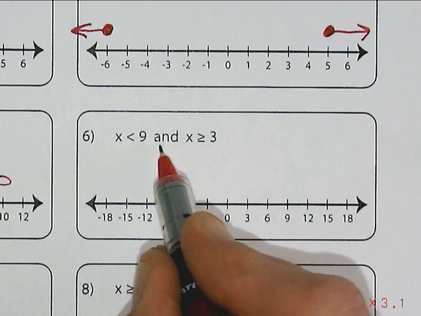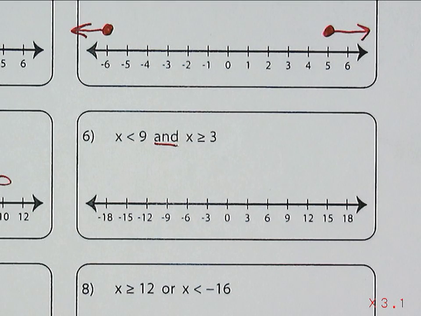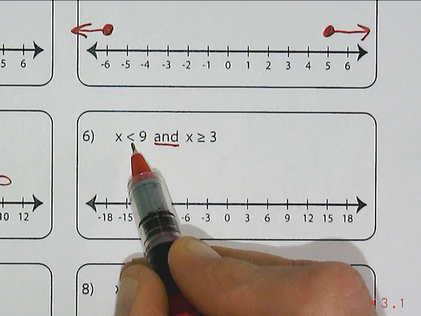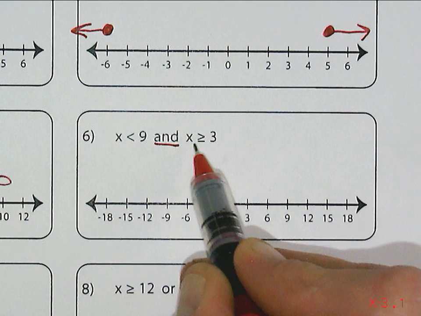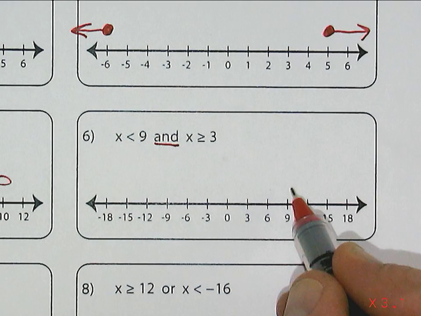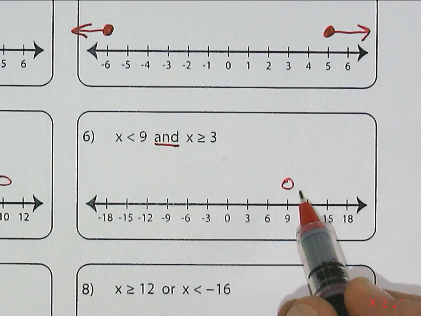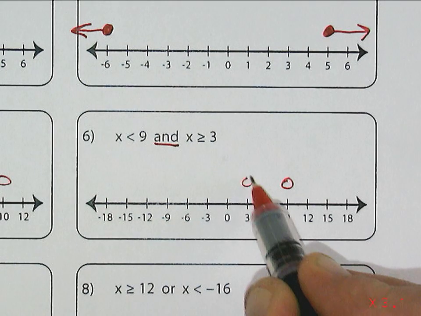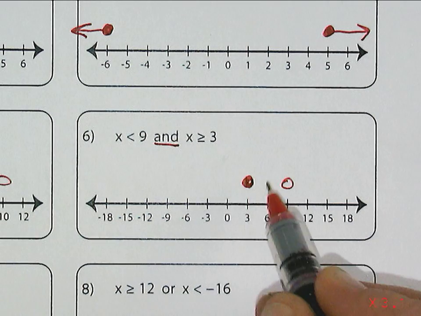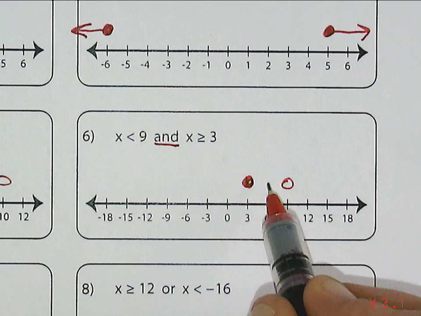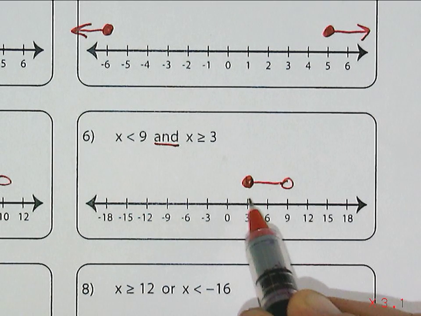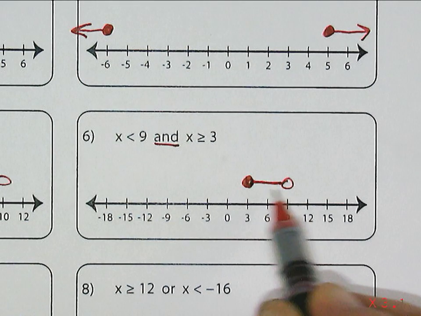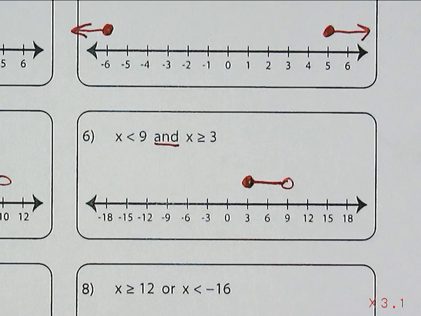Another and, both have to be true. So if we say x is less than 9 and x is greater than or equal to 3, so less than 9, but greater than or equal to 3. So really we're between 3 and 9. So these are the only values between 3 and 9 that would make this true.